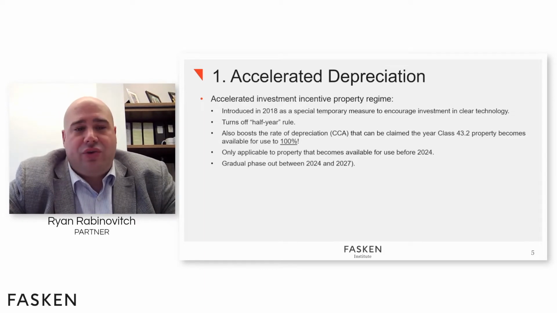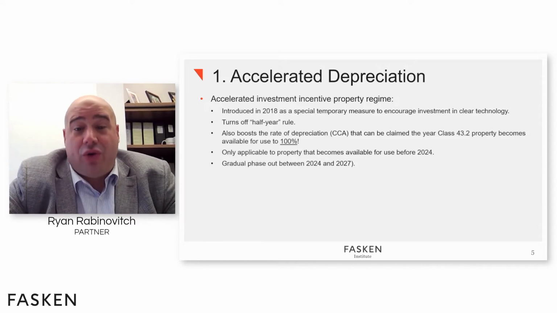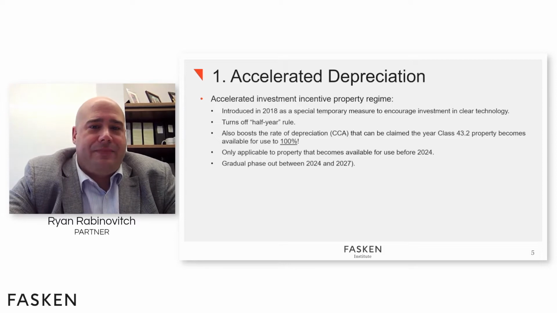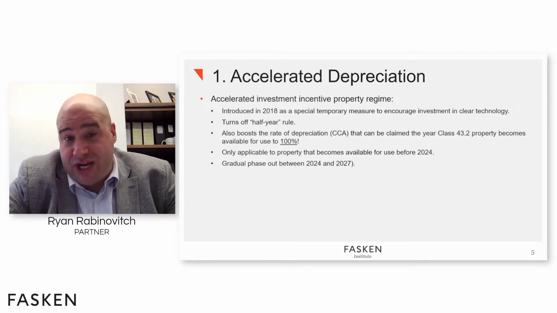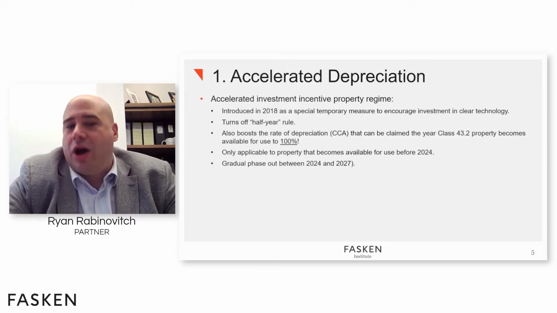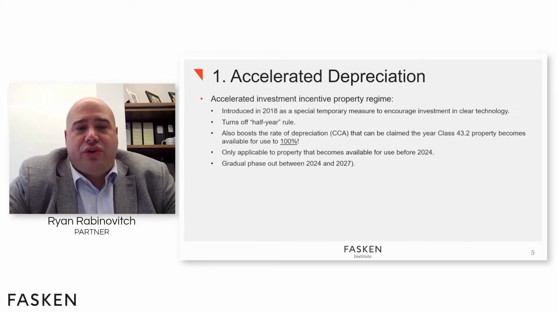So there's no half-year rule. And not only that, but in year one, you have the opposite of a half-year rule. So the rate goes from, well, the rate would normally be 50% for class 43.2 assets. It actually goes to 100%, meaning that you could depreciate 100% of the cost of class 43.2, a renewable property asset, in the first year that it's available for use.